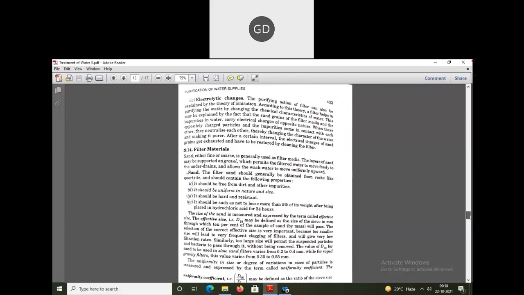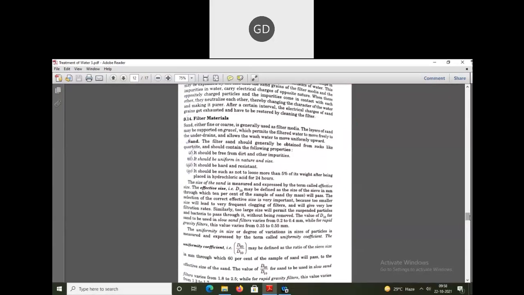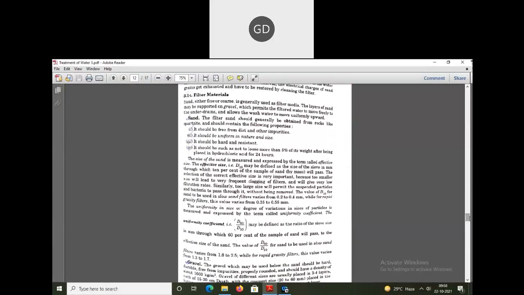First of all, let us know what filter materials we use. We use sand. The sand can be fine sand or coarse sand. The layers of sand may be supported on gravel. Gravel is there at the bottom, which permits the filtered water to move freely to the underdrains. So here, first of all, sand is used.